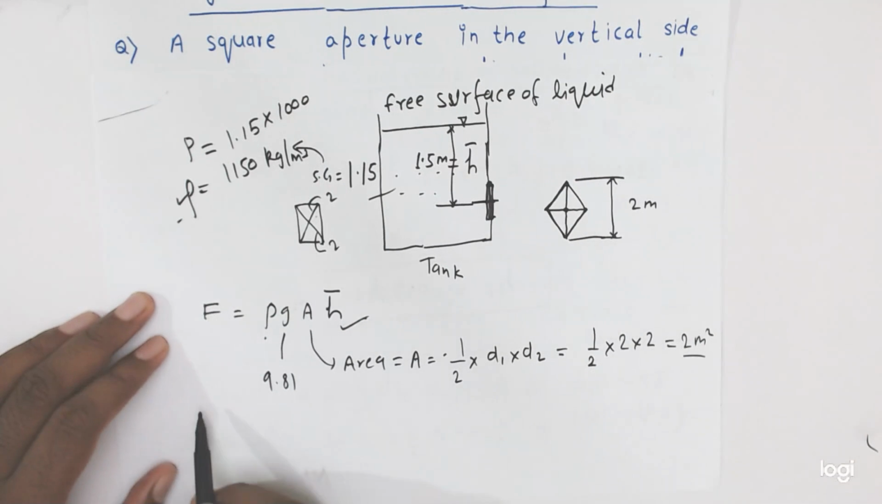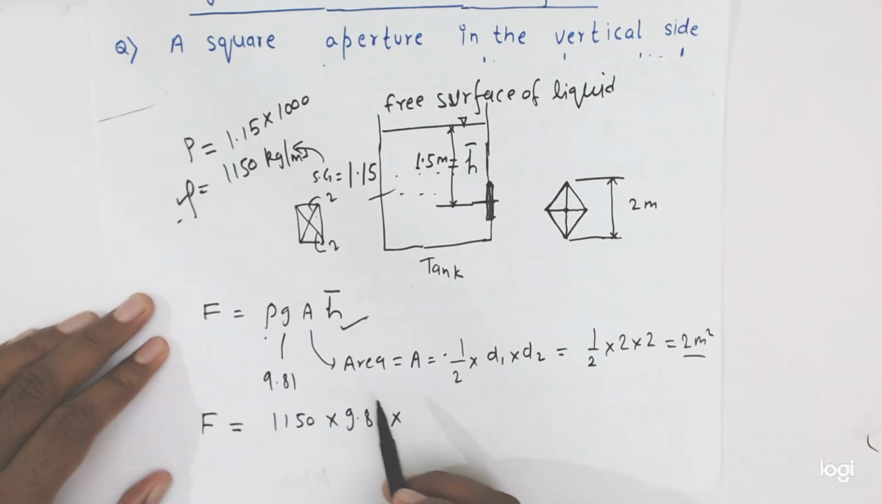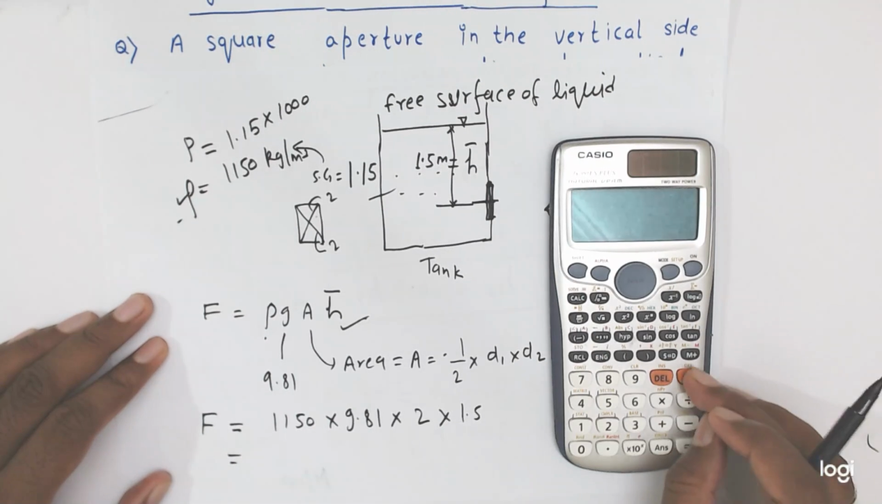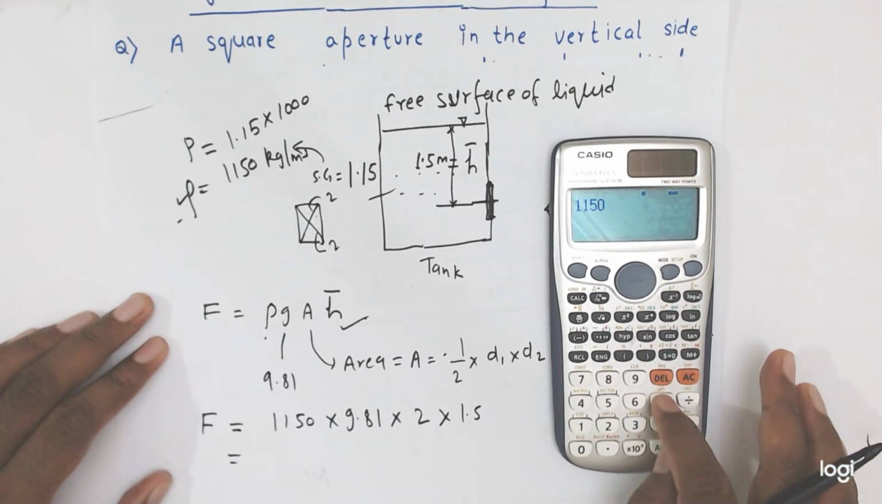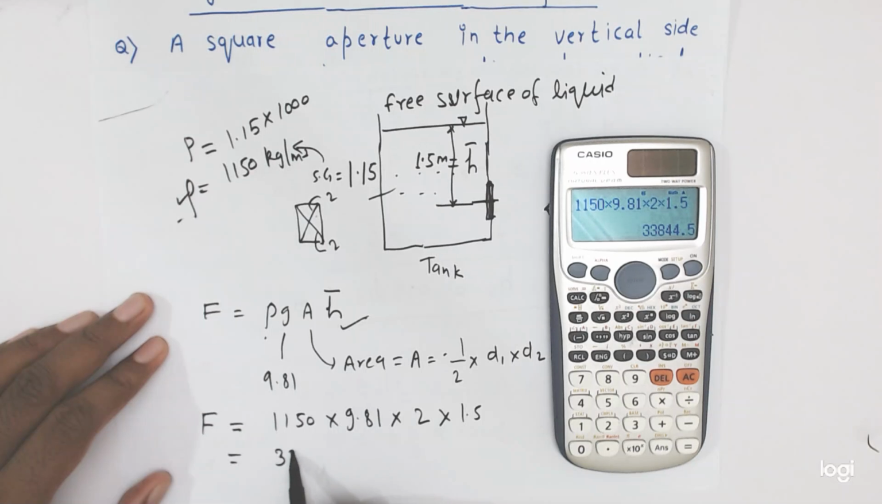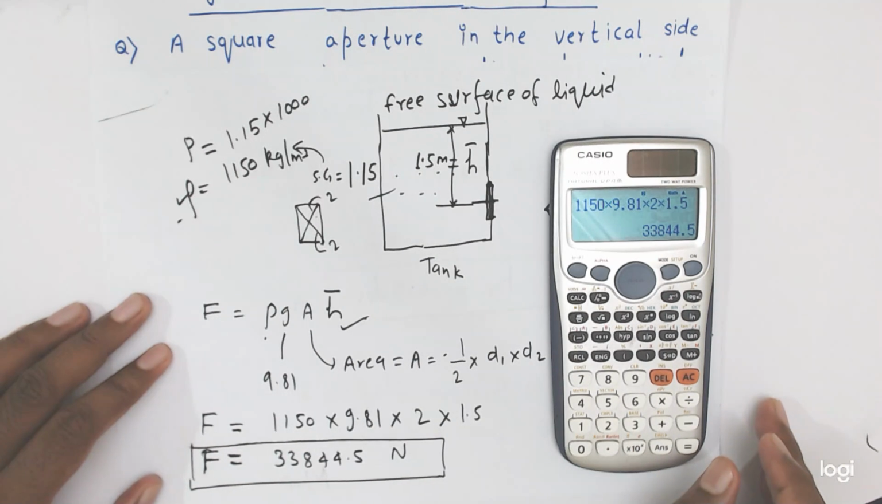So from here the thrust we are able to calculate, because the density we know is 1150, into g equal to 9.81, into area equal to 2 meter square already calculated, into h bar equal to 1.5 meter given. So its value is 1150 into 9.81 into 2 into 1.5. It will come 33844.5 Newton. So this is the force exerted on the aperture, 33844.5 Newton.